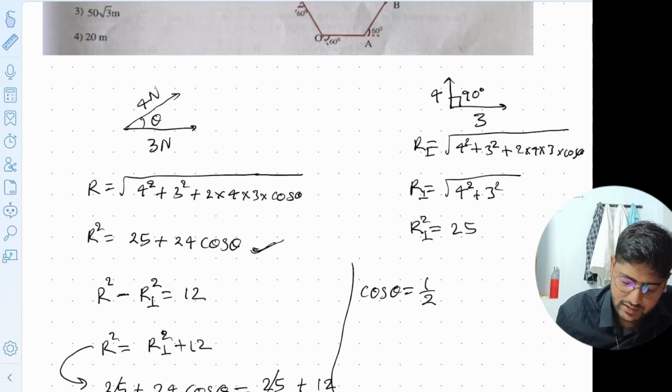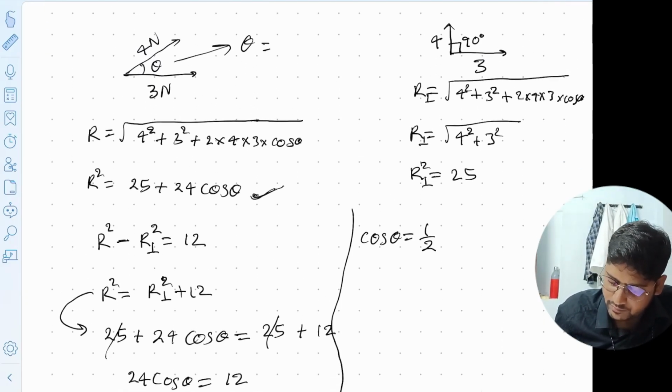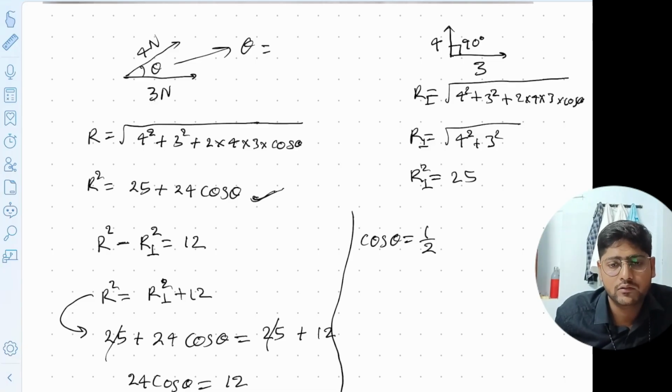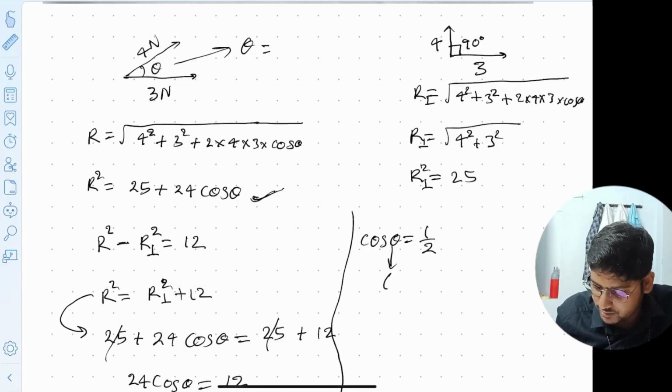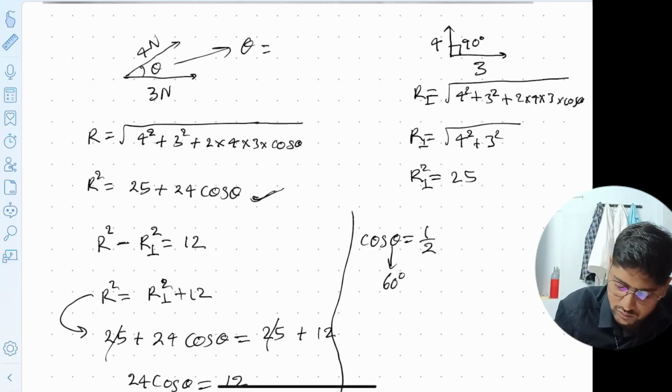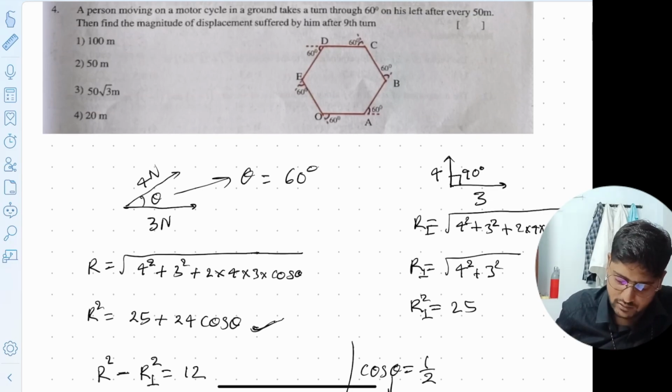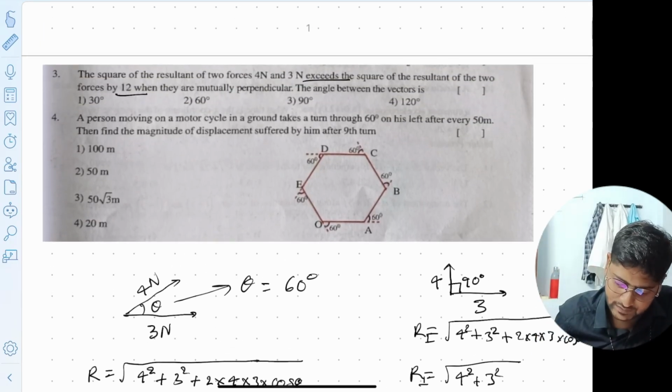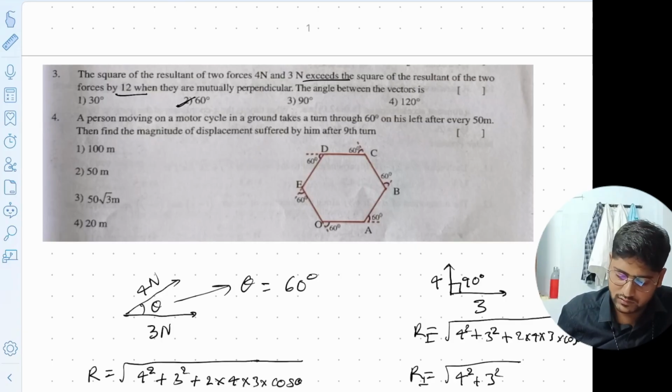Now theta is the angle. At what angle does cos theta give 1 by 2? Cos 0 is 1, cos 30 is root 3 by 2, cos 45 is 1 by root 2, cos 60 is 1 by 2. So theta equals 60 degrees. When theta is 60 degrees, which option? Option number 2. Understand how to solve this question?